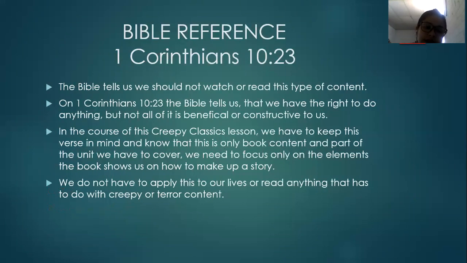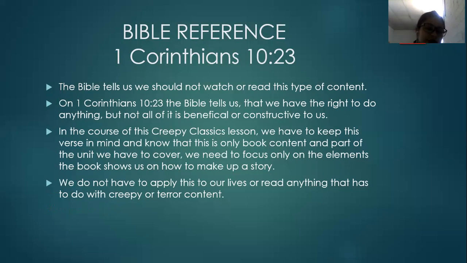In 1 Corinthians 10:23, the Bible tells us that we have the right to do anything, but not all of it is beneficial or constructive to us. In the course of these creepy classic lessons, we have to keep this verse in mind and know that this is only book content and part of the unit that we have to cover. I would like you to focus only on the elements the book shows us on how to make up a story. We do not have to apply this to our lives or read anything that has to do with creepy or terror content.